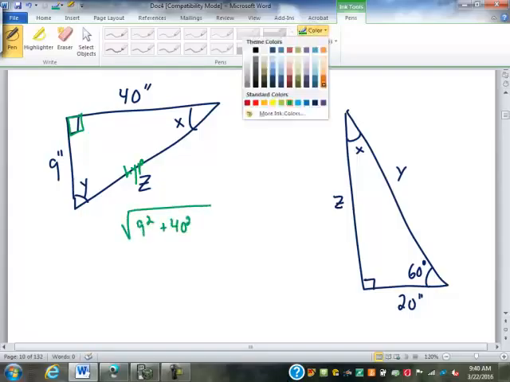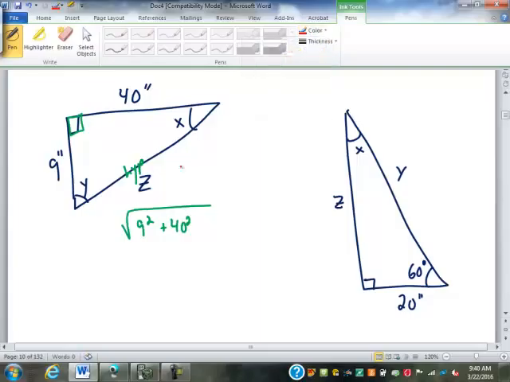A squared plus B squared equals C squared, or taking the square root of A squared plus B squared, you should get 41 inches. How many of you had 41 inches? How many of you didn't try? How many of you don't care?